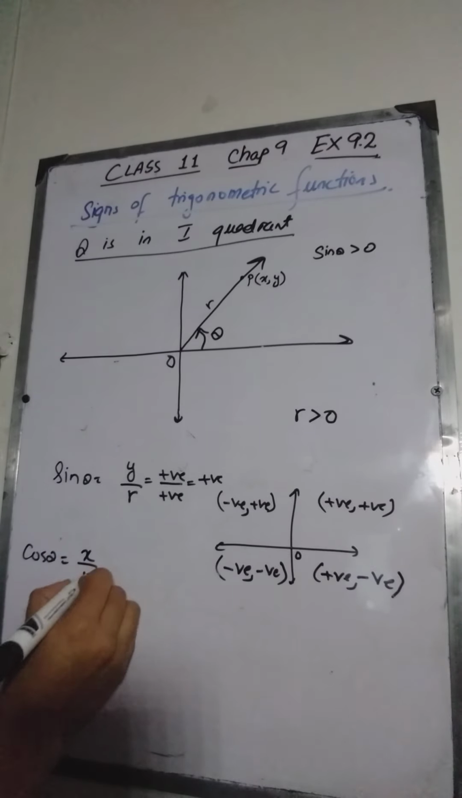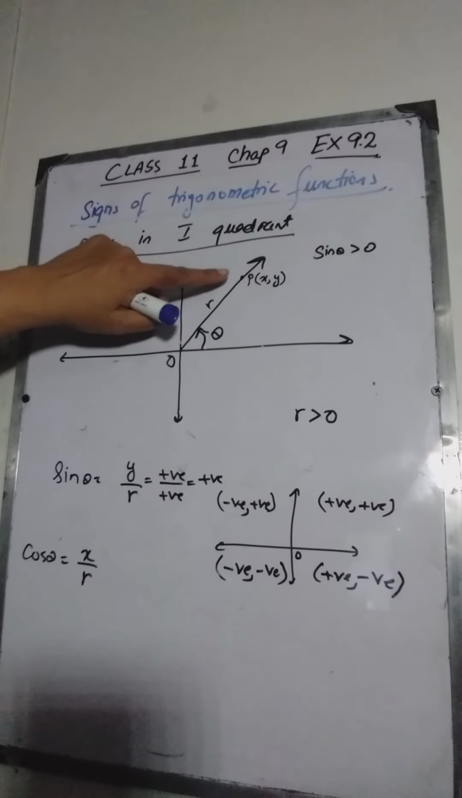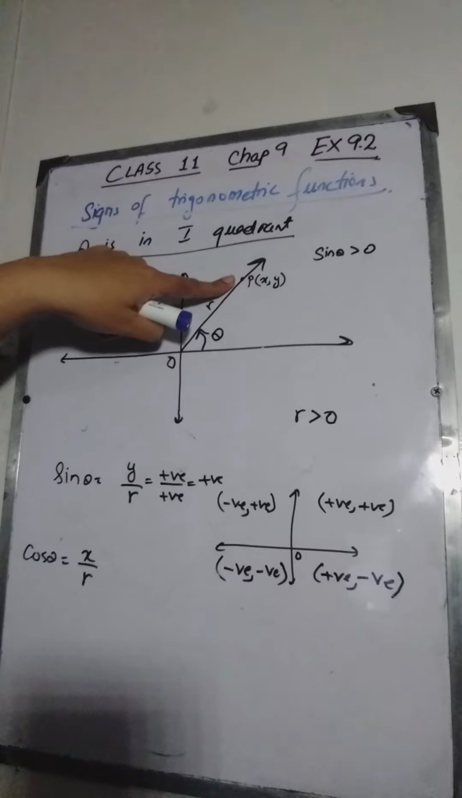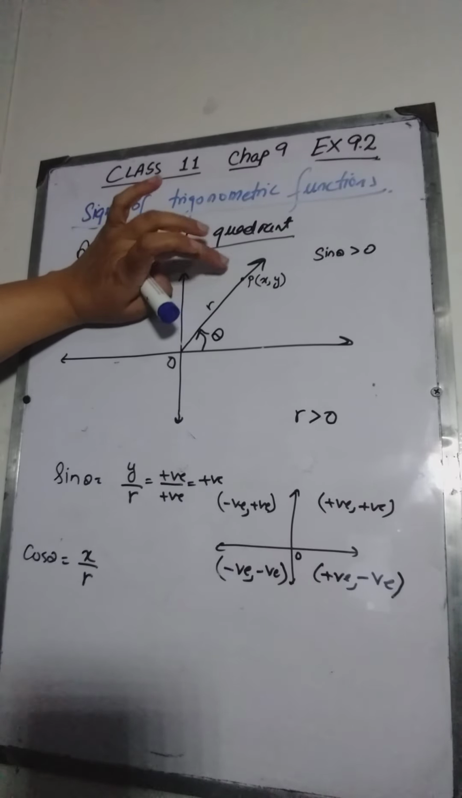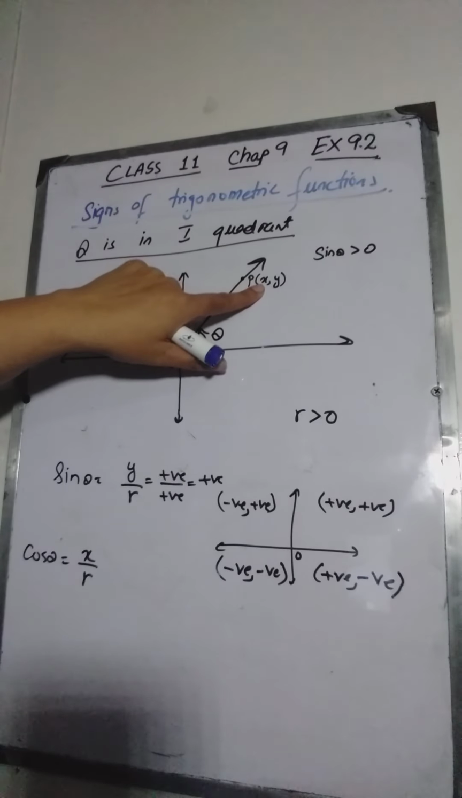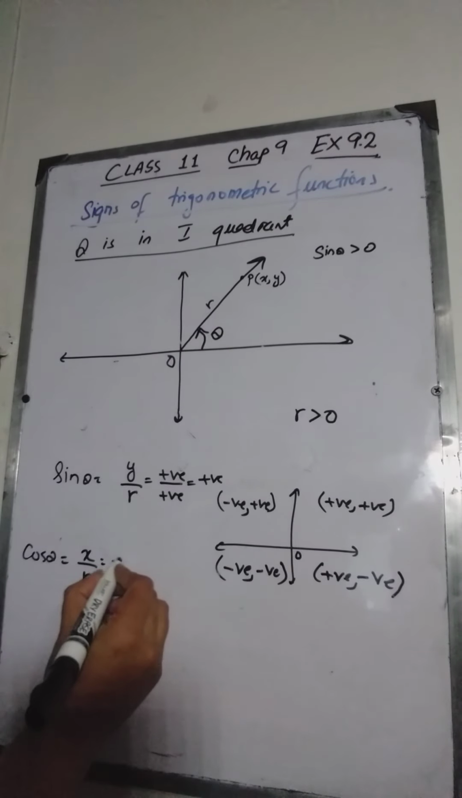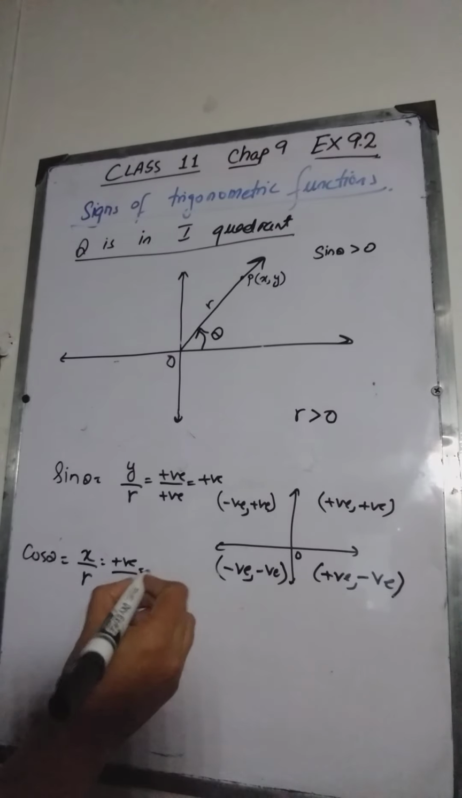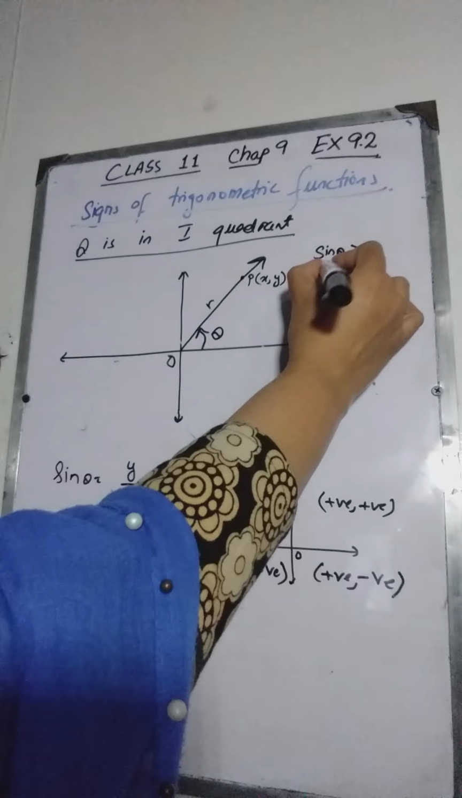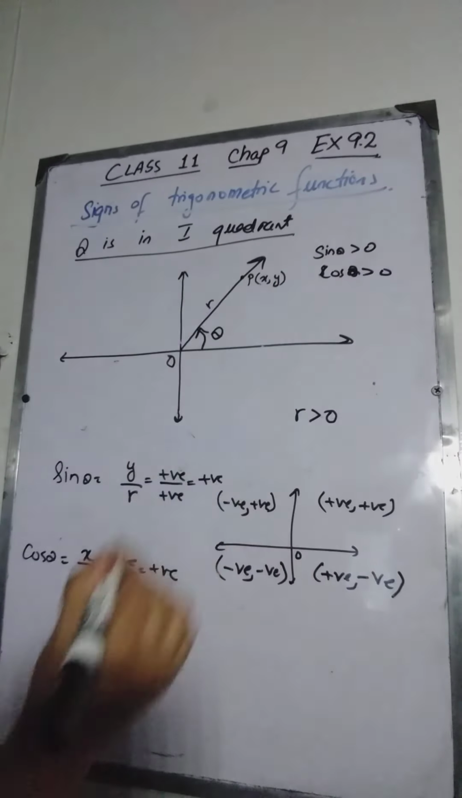Cos theta is x over r. If the angle is in the first quadrant, then obviously the point which we take on the terminal side will have a positive x coordinate. Now if x is positive, r is already positive and can never be negative, so positive over positive again: cos theta is also going to be greater than 0.